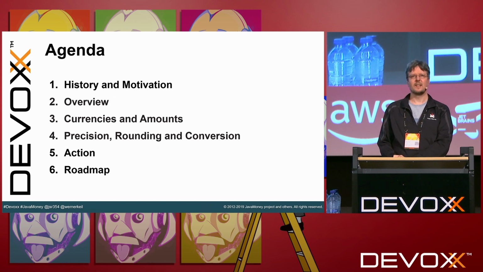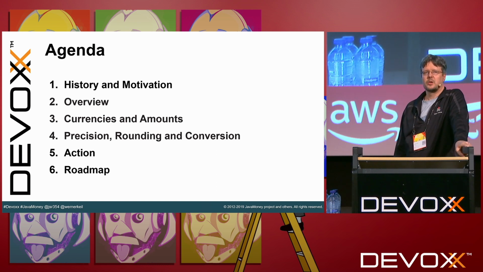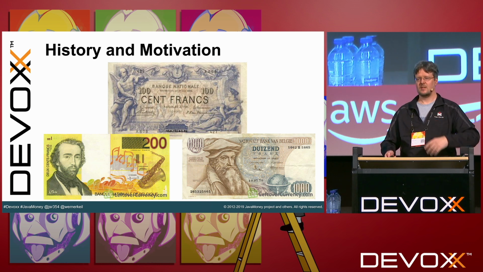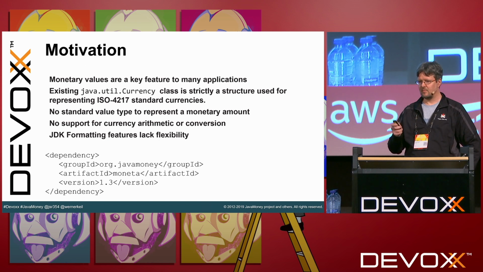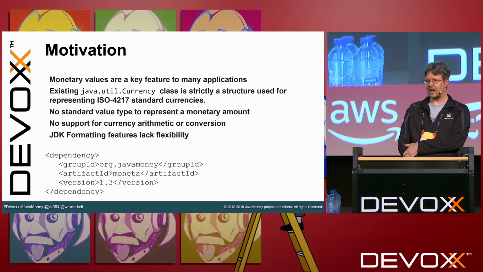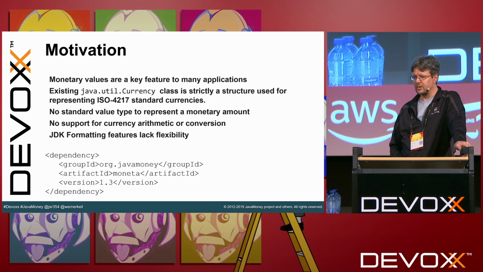Very quick slides, and then since this session is called Tools in Action, I will show you several representative examples of how to use the JSR. So, the history and motivation: the monetary values represented by java.util.Currency were never really supported that well, especially since it's restricted to the ISO standard currencies. There's no real value type to represent the monetary value, only the currency, and no proper support for currency arithmetic, conversion or any other functions.